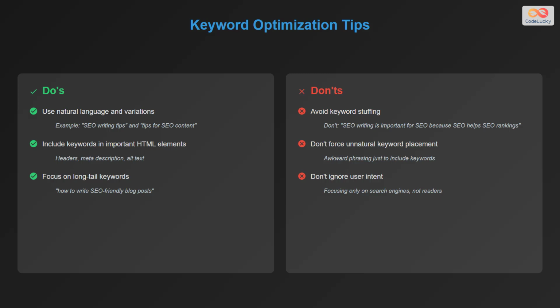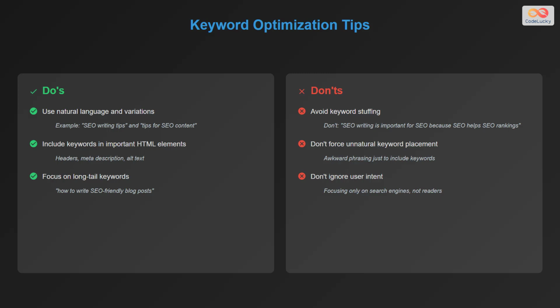Keyword optimization tips are discussed here. First, the do's. Use natural language and variations. Example, search engine optimization writing tips and tips for search engine optimization content. Include keywords and important hypertext markup language elements like headers, meta description, and alternative text. Focus on long-tail keywords, for example, how to write search engine optimization-friendly blog posts.